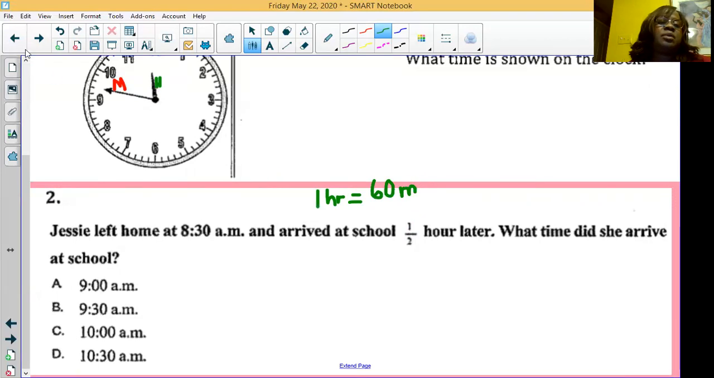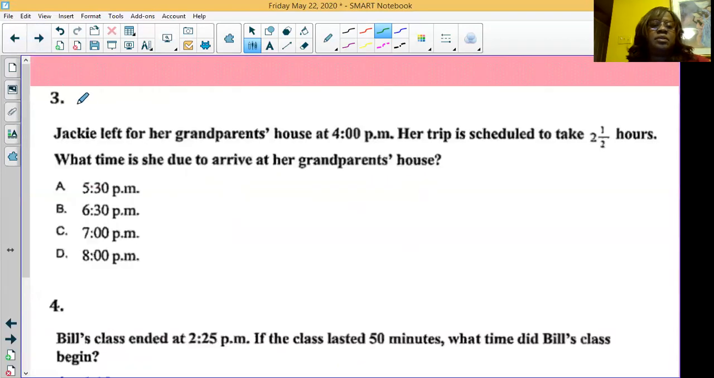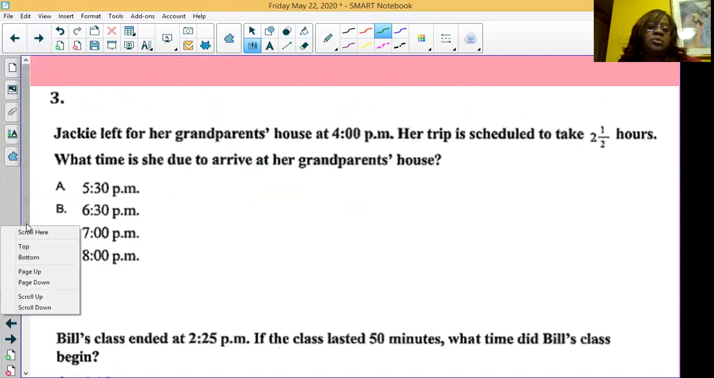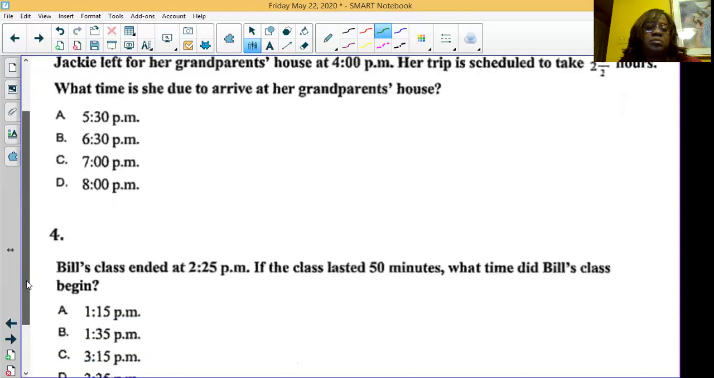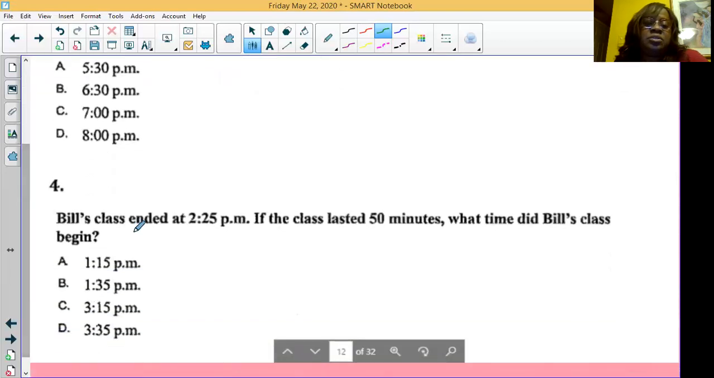All right, so that's 2 of your problems. Then when you get to problem 3, it says Jackie left for her grandparents' house at 4 o'clock. Her trip is scheduled to take 2.5 hours. What time is she due to arrive? So of course we know 4 o'clock would be the start time. 2.5 hours is the elapsed time. Your job is to find the end time. Okay? And I just told you what half stood for in your last problem. So make sure you remember that. All right, go to problem 4. In problem 4, it says Bill's class ended at 2:25 p.m. If the class lasted 50 minutes, what time did Bill's class begin?